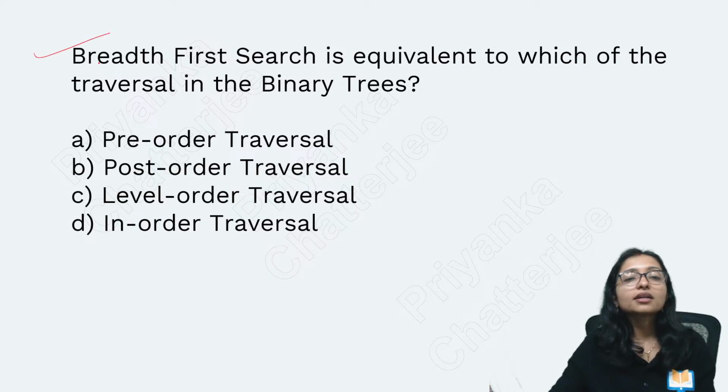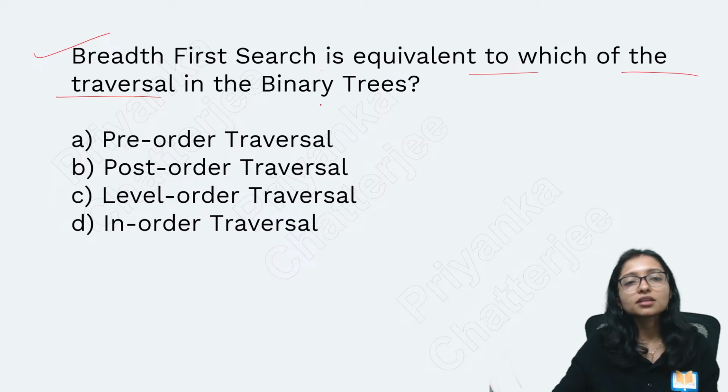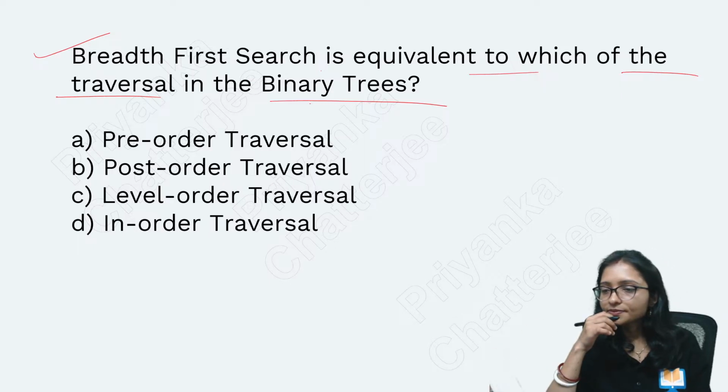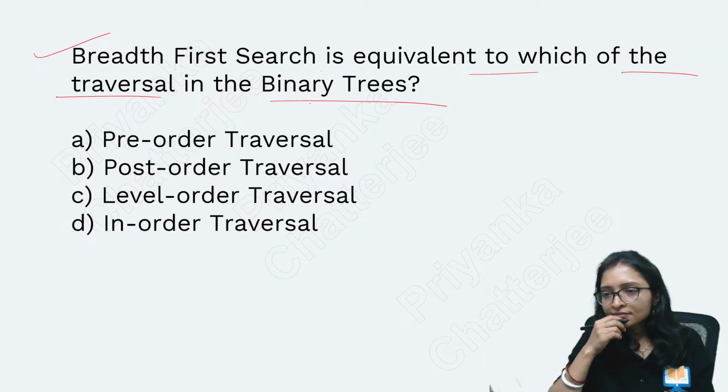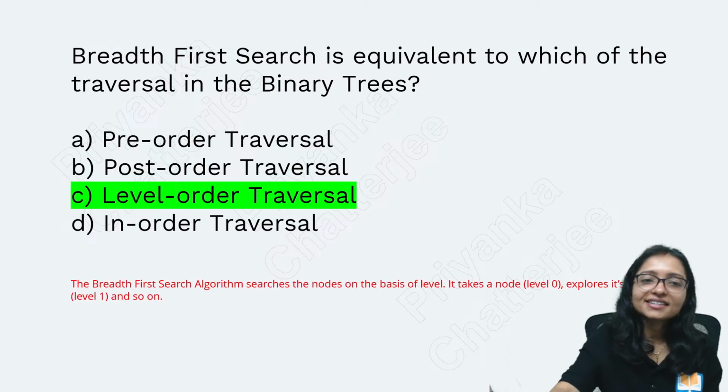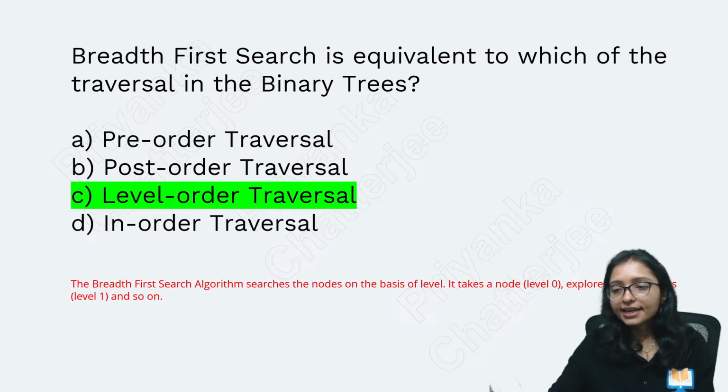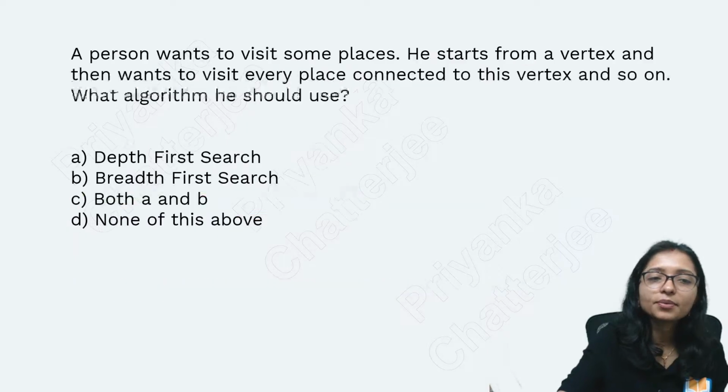Acha, this is an easy one. Can you tell me the answer for this? Breadth first search is equivalent to which traversal in a binary tree? What type? Can you tell me this? Yes, adjacency list means order of V plus E, matrix means V square. Yes. So it is level order traversal, right? Very good. Definitely it is level order traversal.